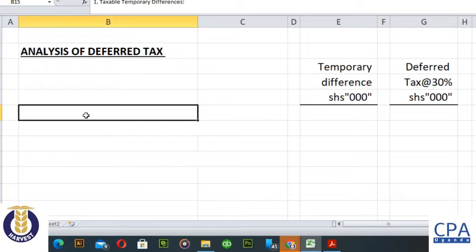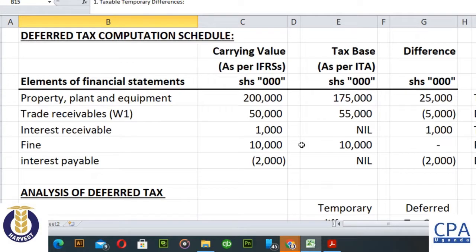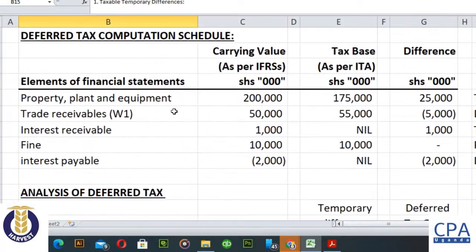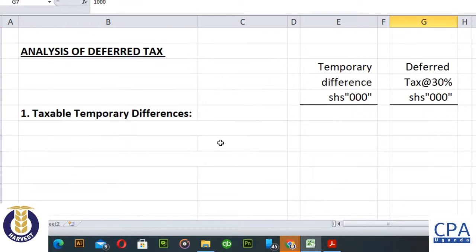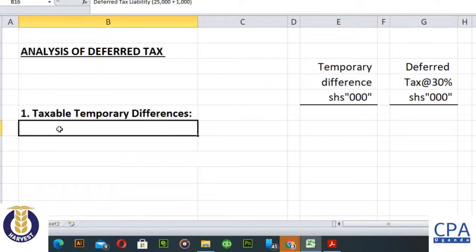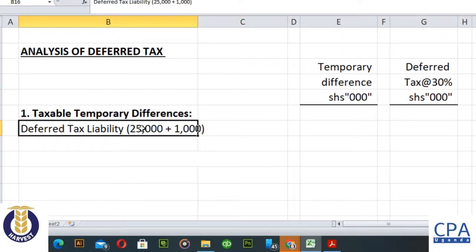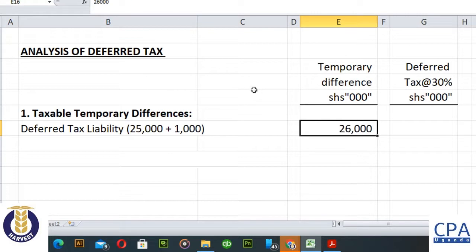So we shall start by picking up the taxable temporary differences. These are cases where the difference came out as a positive. That is on the property, plant and equipment. We got a 25 million taxable temporary difference. And then we have the interest payable, which gave us a taxable temporary difference of 1 million. So of course we said that the taxable temporary difference creates what we call a deferred tax liability. So I'm summing up the 25 million plus 1 million, and that is giving me 26 million.